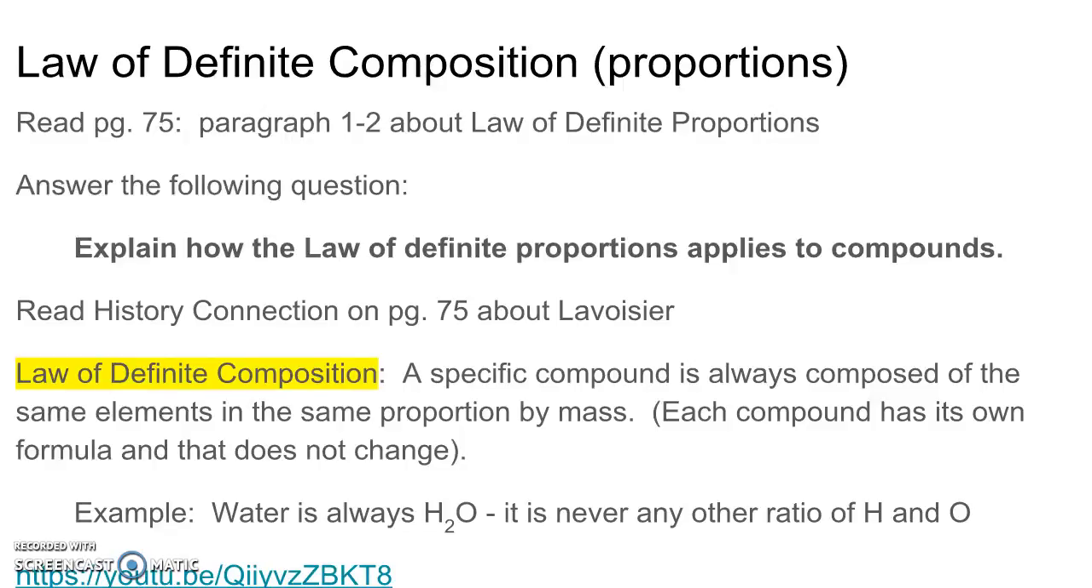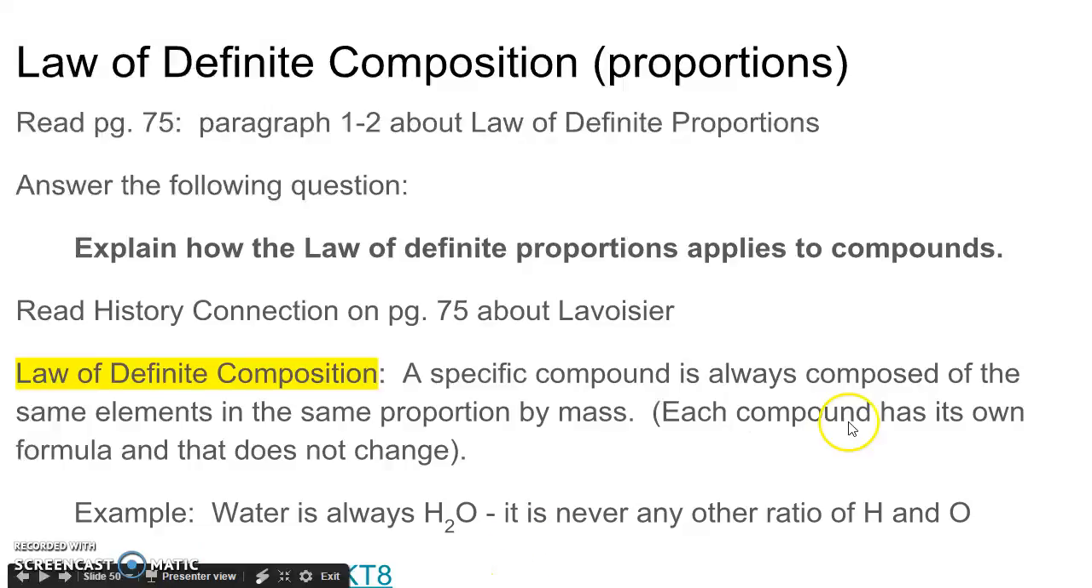Can I make other compounds with those other ratios? Yes. I can make H2O2, but that is not water. Once I change the ratio, I change the compound, I change the properties, and I no longer have water. Just like with carbon dioxide and carbon monoxide. They both have carbon and oxygen in them, but one is CO in a 1-to-1 ratio, and one is CO2 in a 1-to-2 ratio. And so because you've changed the ratio, you've changed the compound. So multiple proportions says we can change the ratio, but the law of definite composition states that each one of those is uniquely its own compound, and it will never be anything else.